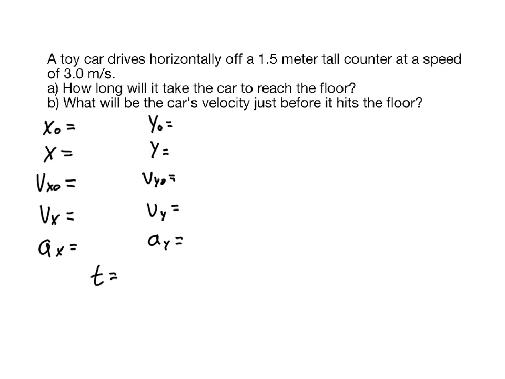We're told that the counter is 1.5 meters tall, so I'm going to make my initial position a positive 1.5 meters, and my final position 0 in the up and down direction, in the y direction. I could also do 0 and 1.5 if I wanted to make down the positive direction, or I could do 0 and negative 1.5 and still have down be the negative direction there. So you have some options on these things. 1.5 meters above the ground and then 0 meters above the ground just makes some intuitive sense for me.